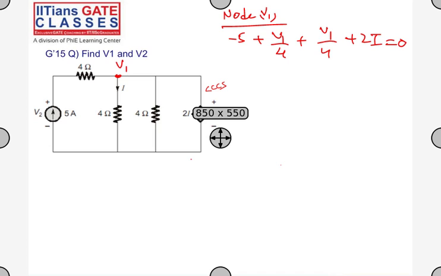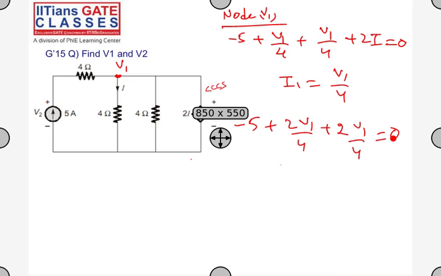Is this clear? So again, what is I? I is nothing but V1 by 4. Replacing I here: minus 5 plus 2V1 by 4 plus 2 into V1 by 4 is equal to 0. 2V1 by 4 plus 2V1 by 4 is V1, so V1 is equal to 5.